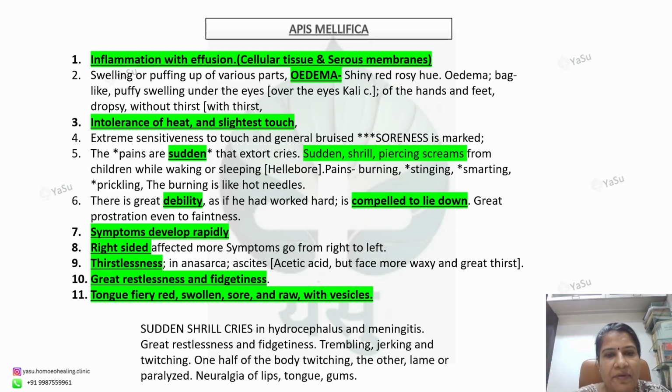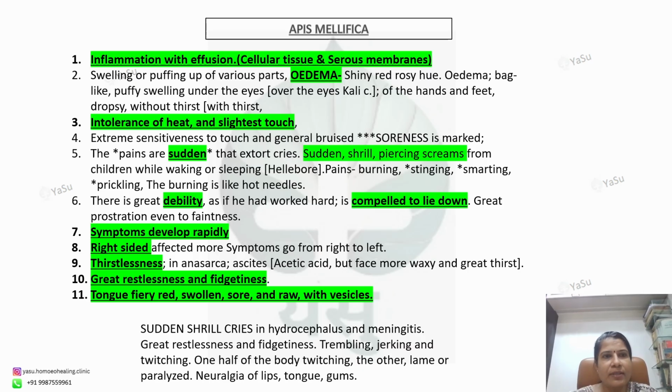Now, right-sided affected more, then symptoms go from right to left. Thirstlessness in anasarca, ascites, and great restlessness and fidgetiness. Tongue is fiery red, swollen, sore, and raw with vesicles. Now, sudden shrill cries in hydrocephalus and meningitis. So, ये सारे symptoms हैं when there is a hydrocephalus or meningitis: great restlessness and fidgetiness, trembling, jerking, and twitching, one half of the body twitching, the other lame or paralyzed, and neuralgia of the lips, tongue, and gums.